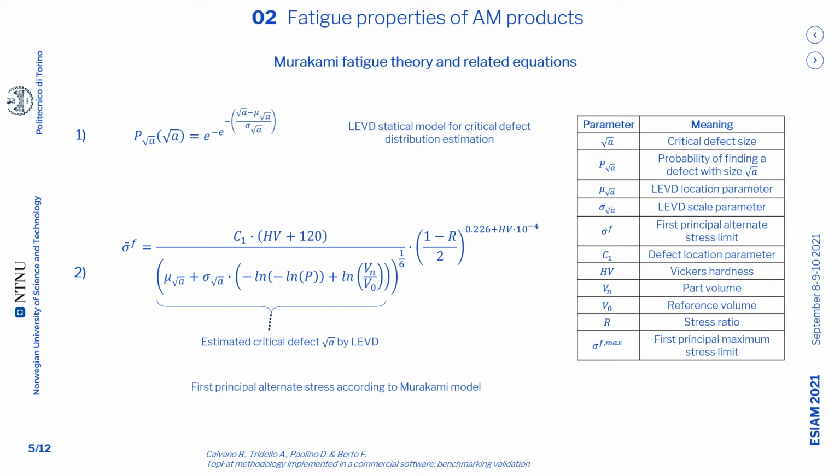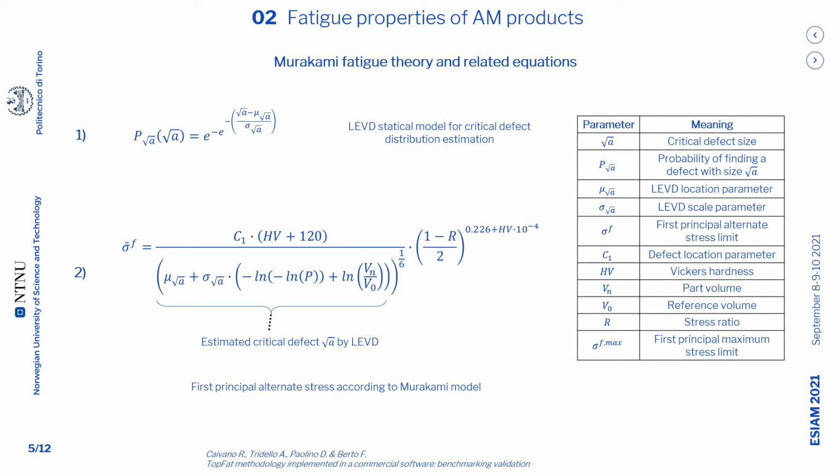It states the probability P of finding a defect with dimensions square root of A, which represents an equivalent measure for the defect's area. As it can be seen, it is characterized by two main parameters, mu and sigma, which are the location and scale parameters of the distribution respectively. These parameters can be estimated experimentally looking at the defect population of several samples. Reversing equation 1, it is possible to foresee the largest defect area, square root of A, under a certain probability P, and this can be employed within equation 2.